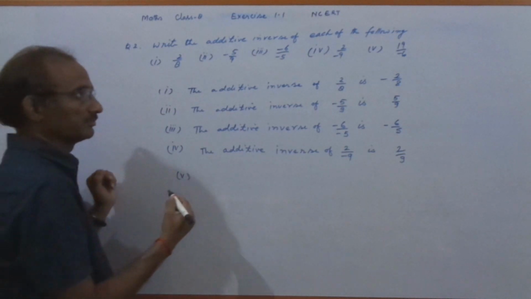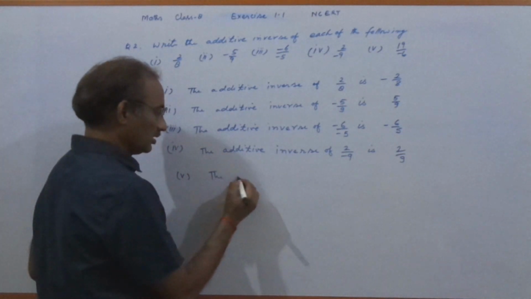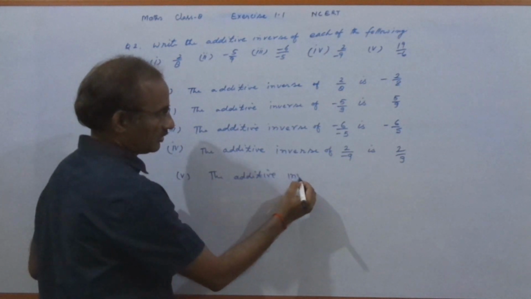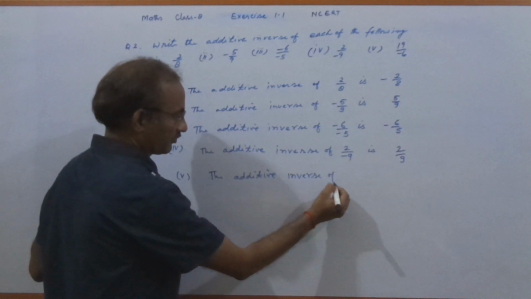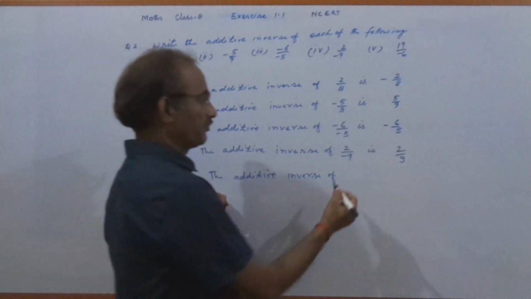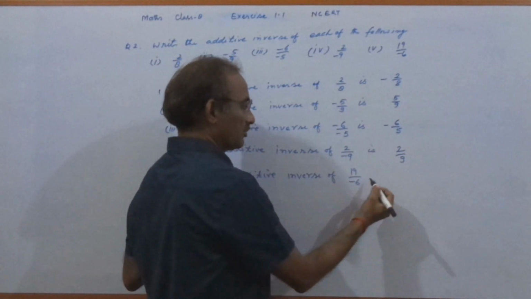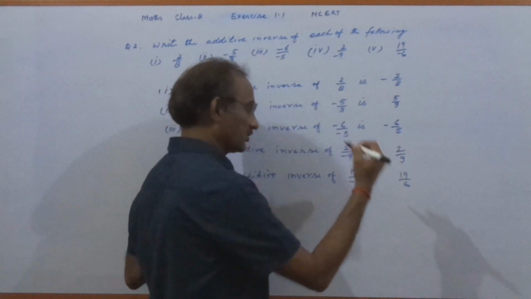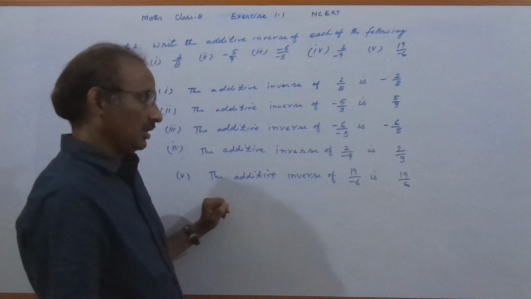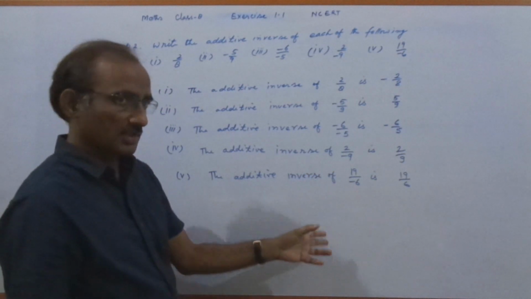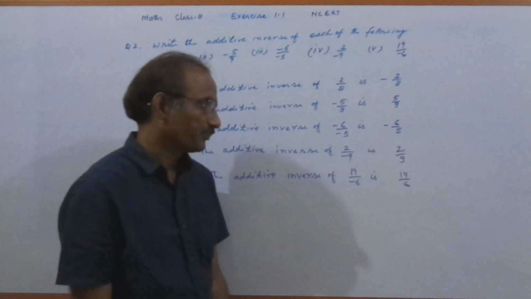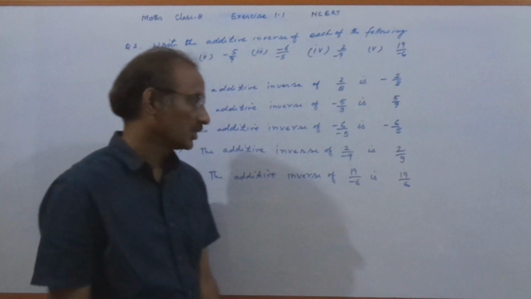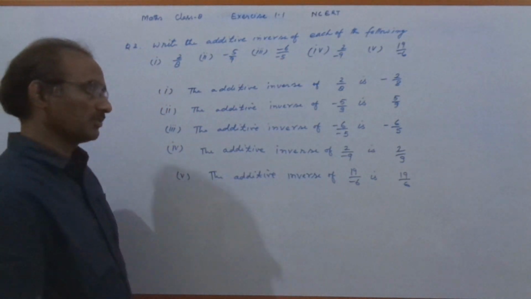Now question number 5. The additive inverse of 19 upon minus 6 is 19 upon 6. As 19 upon minus 6 is a negative rational number, so its additive inverse will be positive. Hence 19 upon 6 will be the additive inverse of 19 upon minus 6.